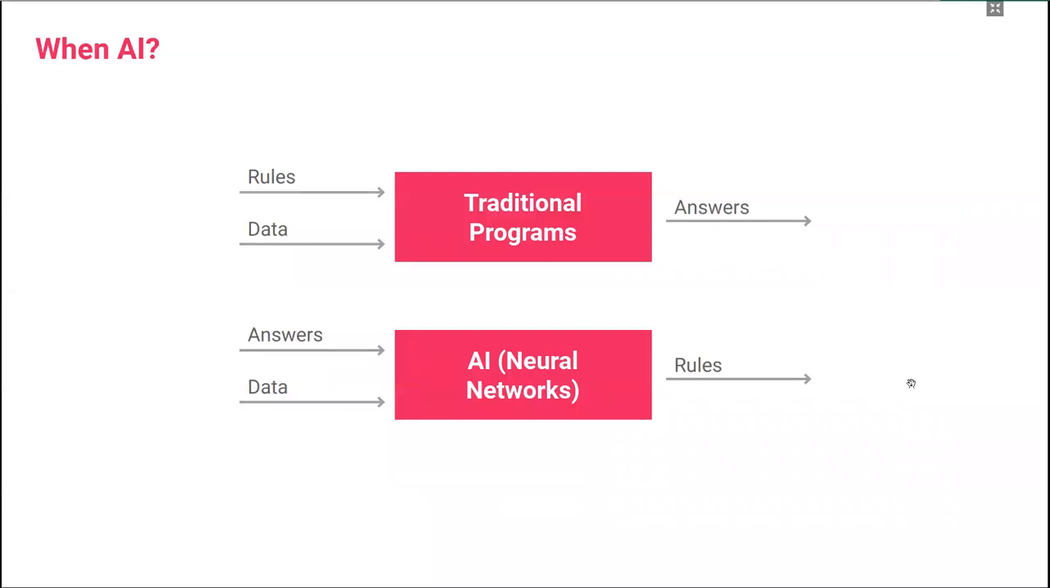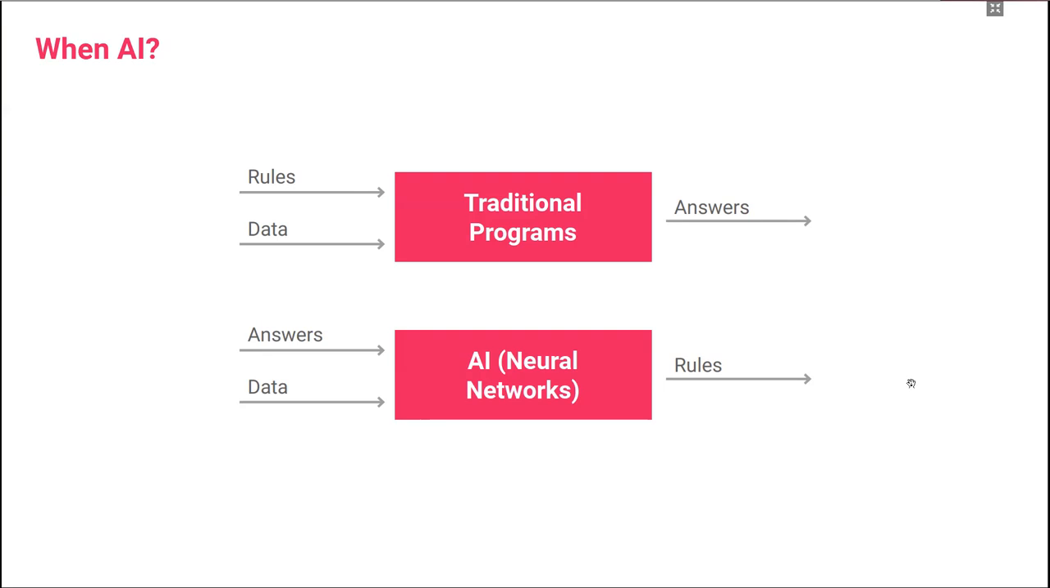Before I get into that, just to clarify, because in the Google form I noticed that a couple of you have mentioned that you don't have much idea about the use of AI or where AI is used. So for the sake of your understanding, I want to compare traditional programs with neural networks or AI.